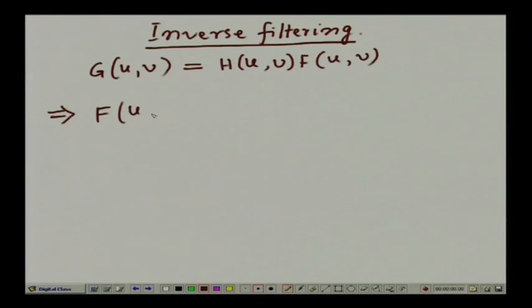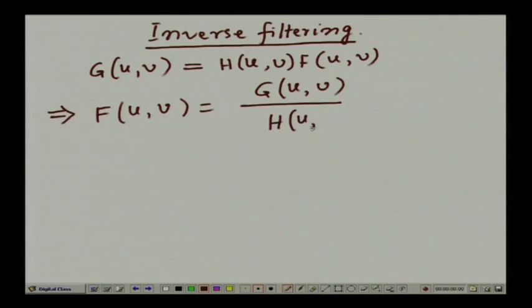Now, from this expression, it is quite obvious that I can have F(u,v), which is given by G(u,v) upon H(u,v). Here H(u,v) is our degradation function in the frequency domain, and G(u,v) I can always compute by taking the Fourier transformation of the degraded image that is obtained. So, if I divide the Fourier transformation of the degraded image by the degradation function in the frequency domain, what I get is the Fourier transformation of the original image.